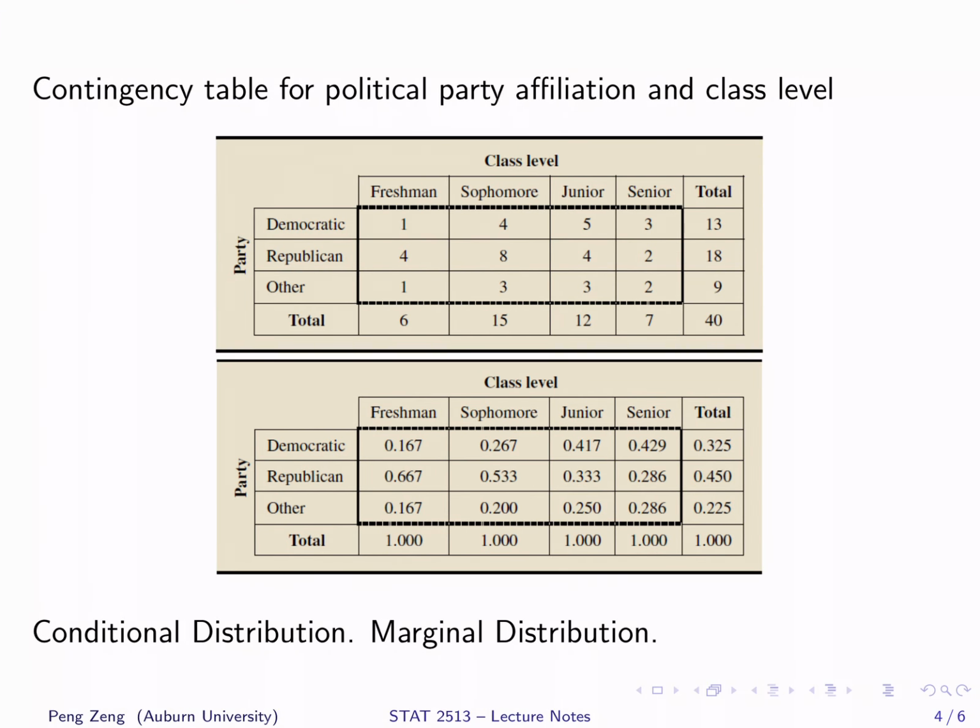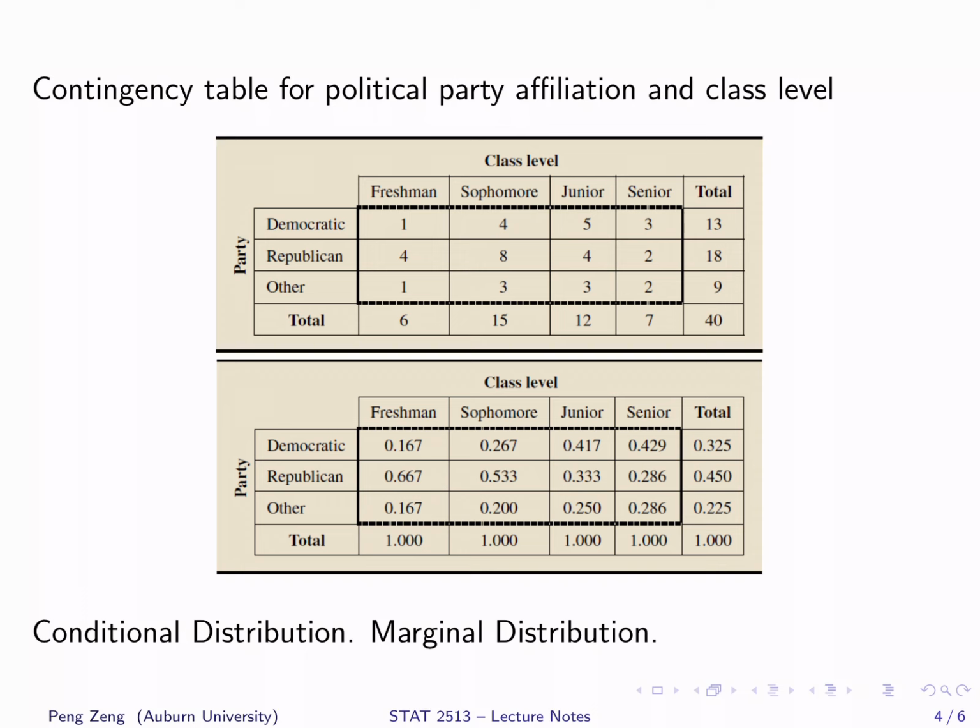The first table shows the frequency distribution. For example, there is exactly one student who is a freshman and Democratic. There are exactly four students who are freshmen and Republican. The cells within the thick black lines are the frequencies for each possible combination of party and class level. Usually, we will also include the row totals and column totals in the table. The bottom right number is the total sample size.